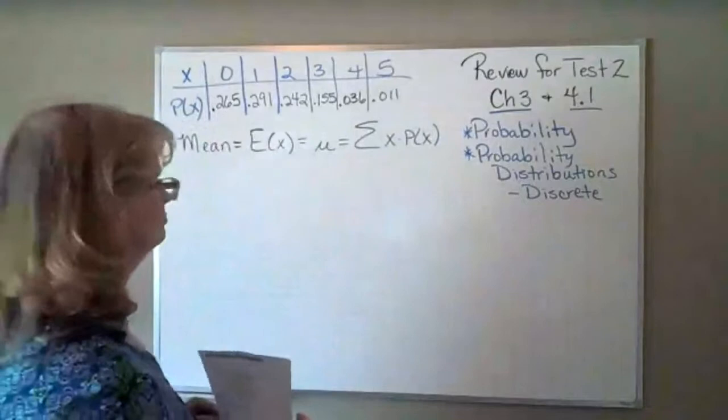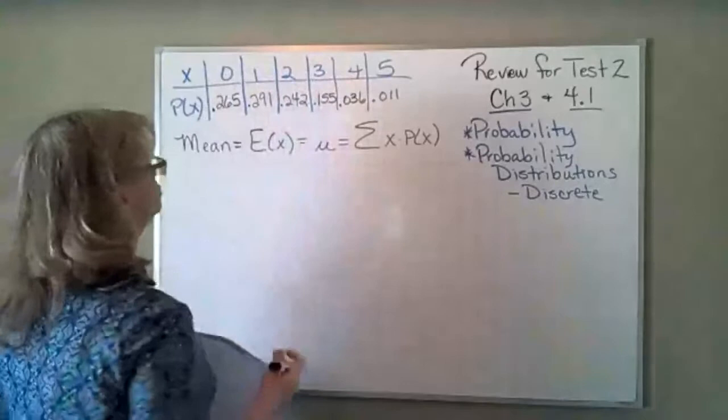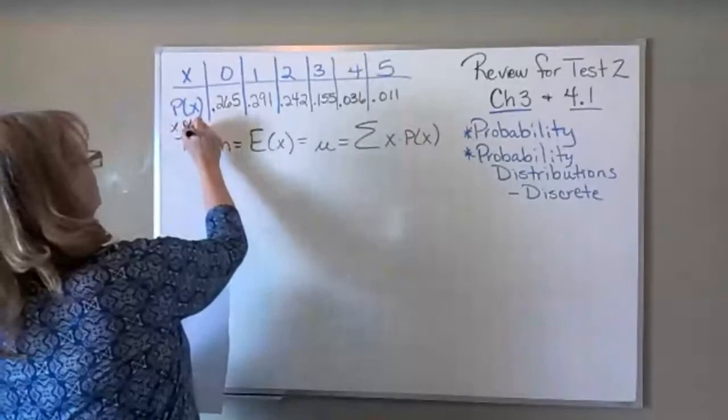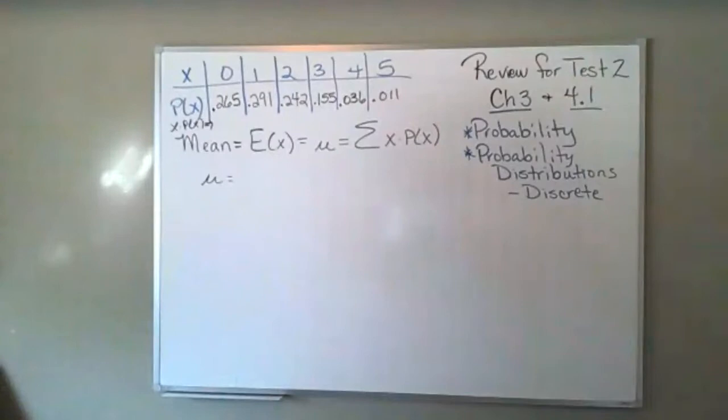So if I wanted to do that for this problem, that means for each one, basically I'm multiplying this times this, plus this times this, plus this times this. So you could make another column if you wanted to. You could do x times P of x right here, and just multiply for each one. And then my mean would be to add those numbers. So I think I'll do that.